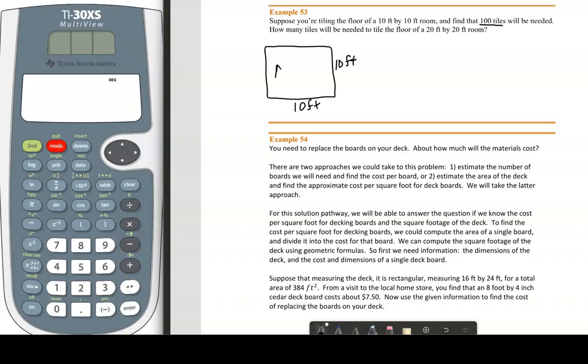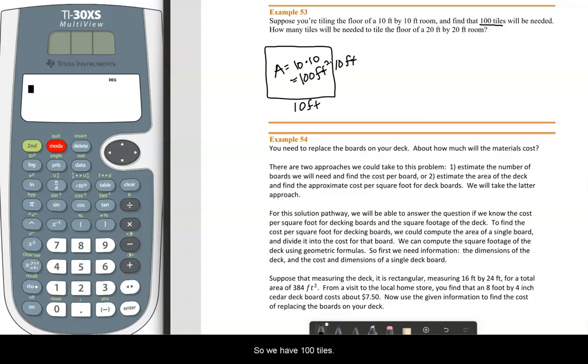So what that means is to cover the floor area of the room, so 10 times 10, we have 100 square feet. And that means that each tile, and it just works out nicely for this one, each tile is 1 square foot. What we're going to do to solve this, you can certainly use that logic to figure out the next part of it. We're going to use proportional reasoning, though, to take a look at how to use the fact that it took 100 tiles to tile a 10 by 10 room and use it to figure out how many tiles for the 20 by 20 room.